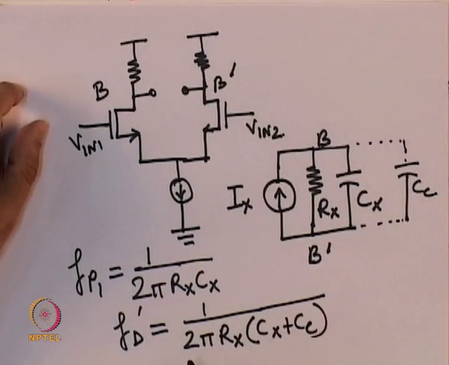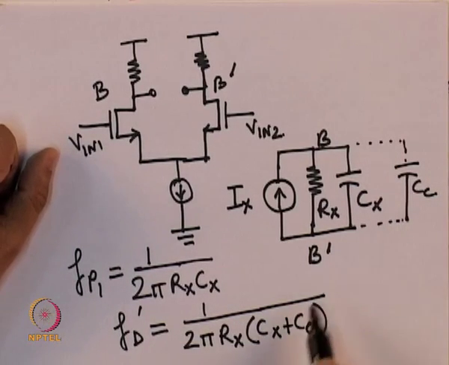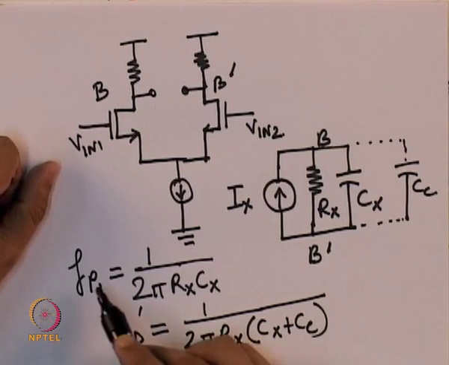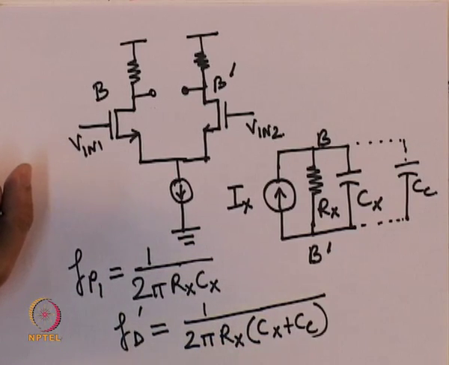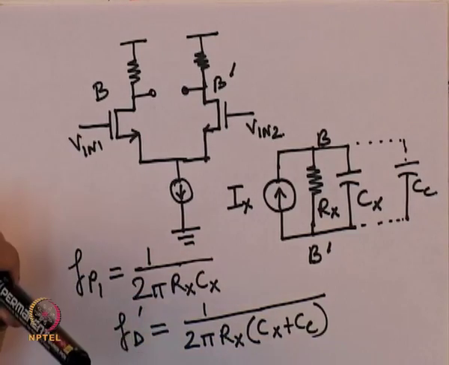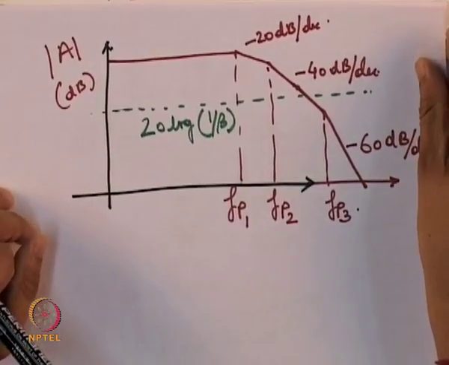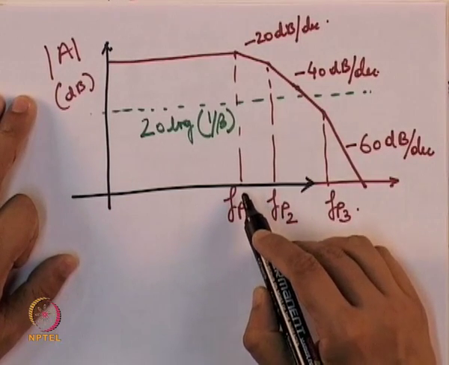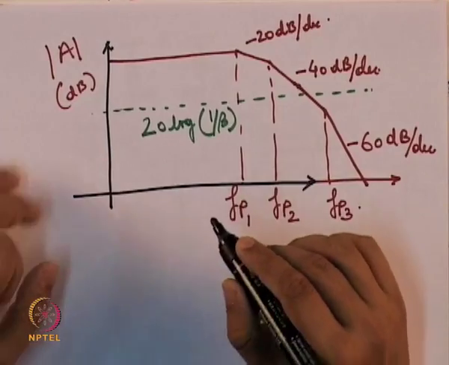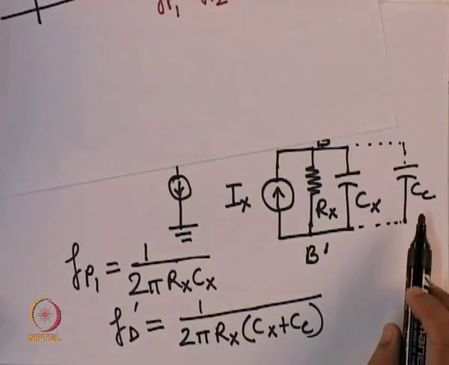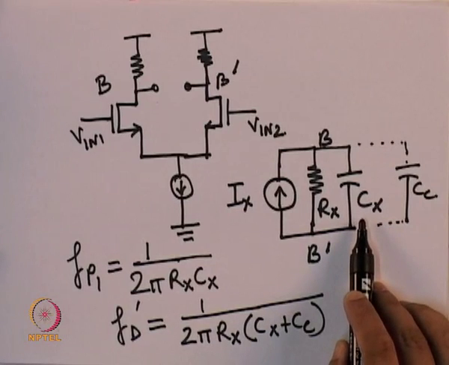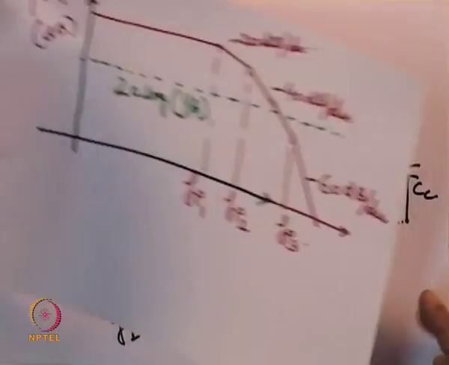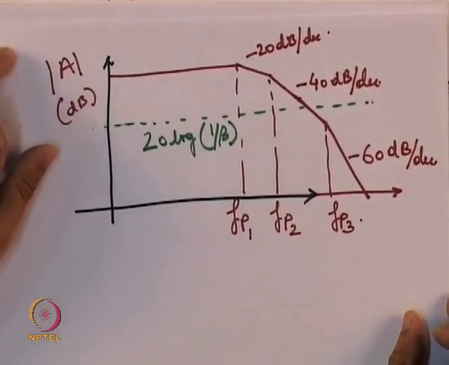Now, what do we see here? If Cc is added in shunt to Cx, then Fd dash will have a value which is lower than Fp1. Now, if we do such a thing to our Bode plot, suppose we assume Fp1 is the dominant pole, and we have now added some capacitance Cc in shunt with the equivalent capacitance Cx, so as to shift this Fp1 to Fd dash, then what we will have is something like this.